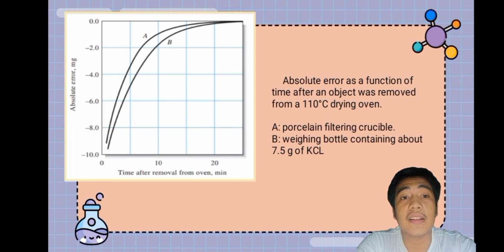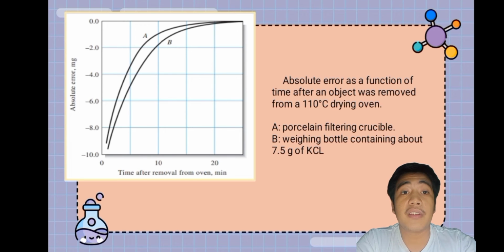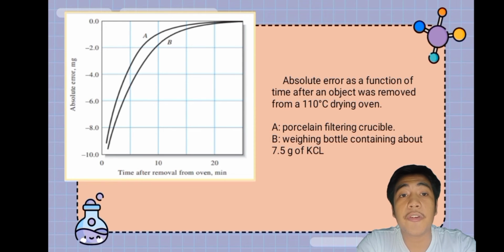We can see that if both the porcelain filtering crucible and the bottle, which contains about 7.5 grams of KCl or potassium chloride, are weighed less than 20 minutes after removal from the drying oven, it causes an absolute error. So in order to have zero error, we need to let both cool for 20 minutes after removing them from the drying oven.